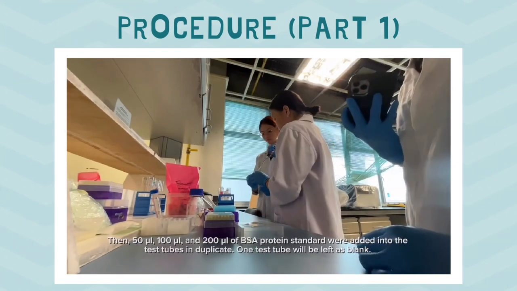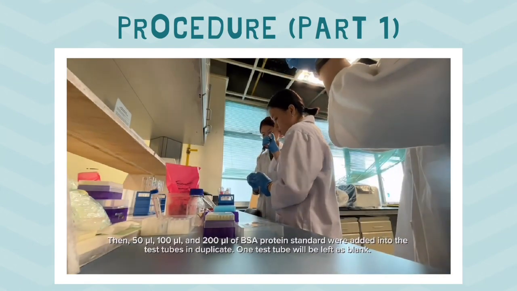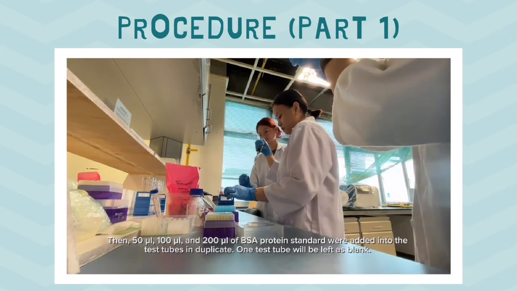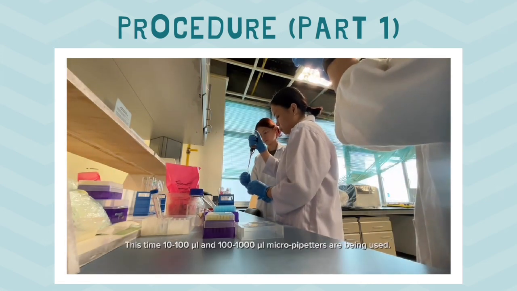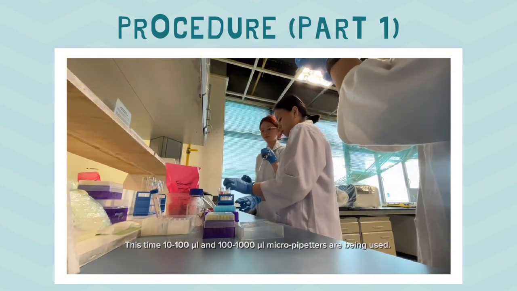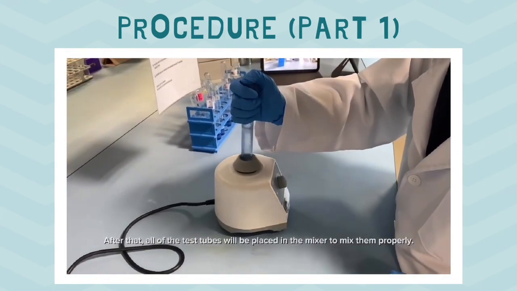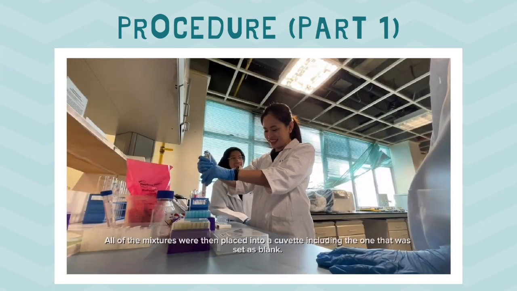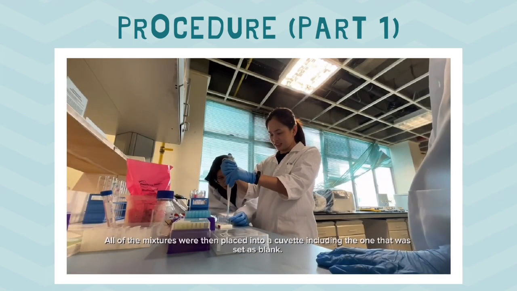Then, 50 microliter, 100 microliter, and 200 microliter of BSA protein standard were added into the test tubes in duplicate. One test tube will be left as blank. This time, 10 to 100 microliter and 100 to 1000 microliter micropipetters are being used. After that, all of the test tubes will be placed in the mixer to mix them properly. All of the mixtures were then placed into a cuvette, including the one that was set as blank.